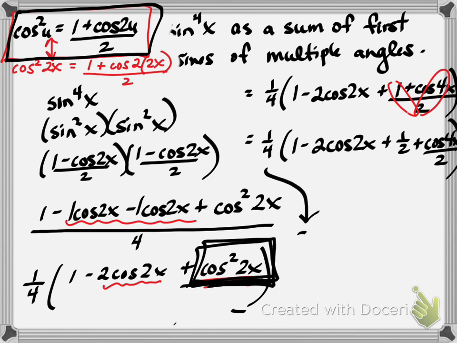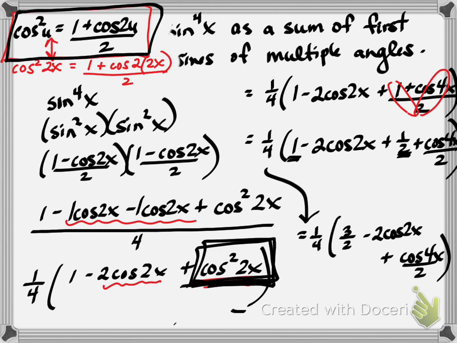And then, let's see, equals 1/4. A positive 1 and a positive 1/2 is a positive 3/2. There's nothing to combine with this one. And I'm out of room, but there's nothing to combine with that last one either. So that's a great answer. The other thing you might do is you might distribute the fourth and call it 3/8 minus 1/2 cosine 2x plus 1/8 cosine 4x.